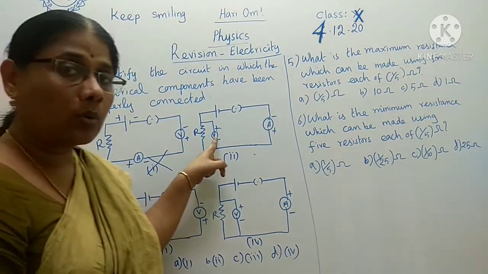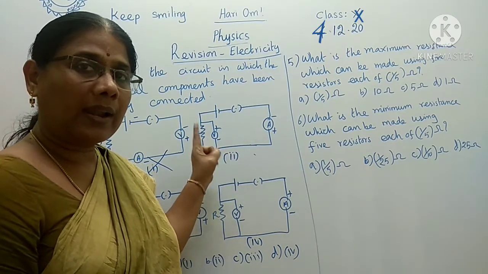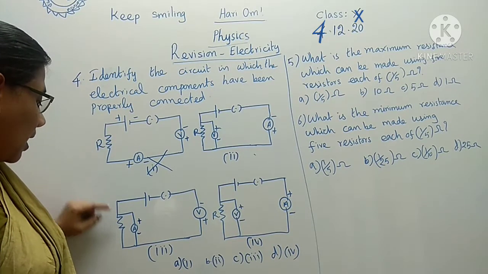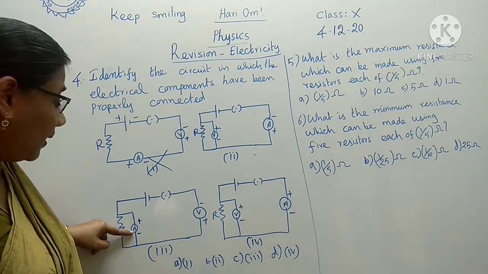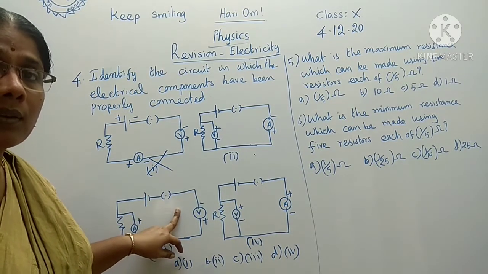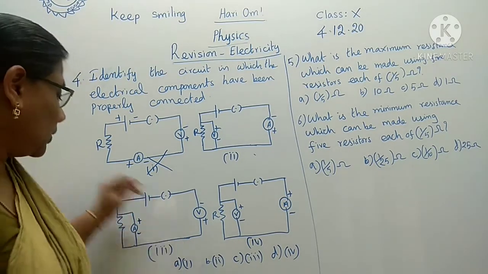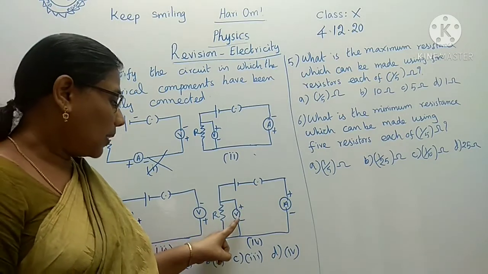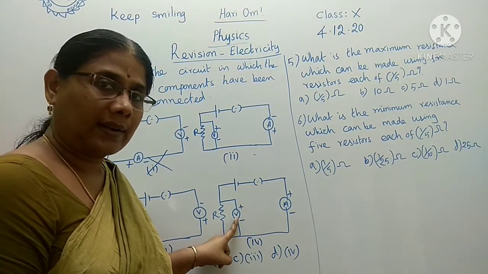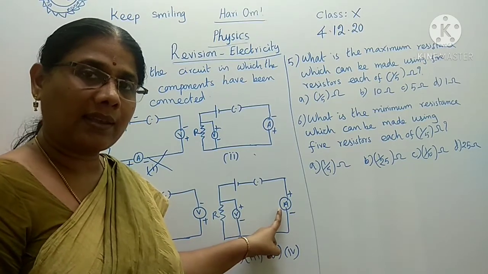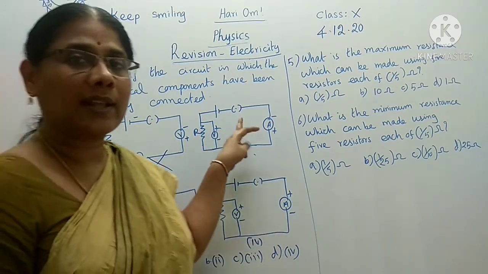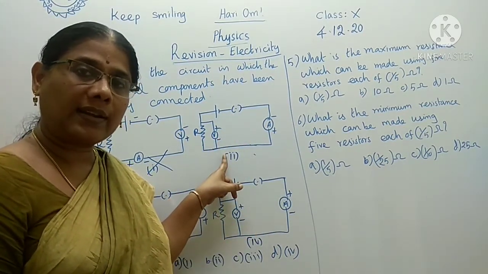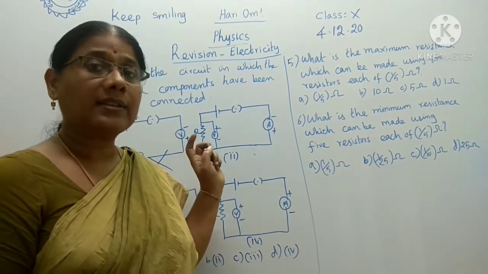Then because we have to check whether the positive terminal and the negative terminals are connected in the correct way. Okay. In the third one, see that ammeter is connected in parallel, voltmeter is connected in series. Is it correct? No, it is wrong. This circuit also wrong. Then fourth one, yes, voltmeter is connected in parallel, ammeter is connected in series. So again confusion arises, isn't it? Second circuit and fourth circuit, voltmeter is connected in parallel and ammeter is connected in series.